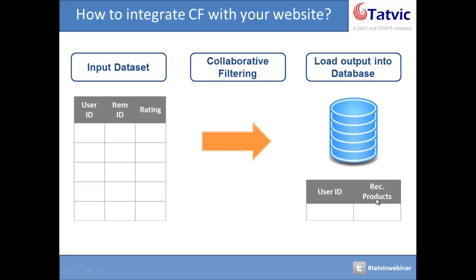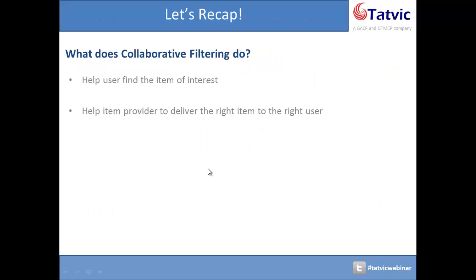This can be done by loading the results into a database with user ID as the primary key, and then querying this database for each of your users. So in essence, the recommendation engine becomes an integral component of the e-commerce site backend. We started with the problem of getting the users to find their item of interest, and the allied problem was that we wanted to get the item provider to deliver their item to the correct user.